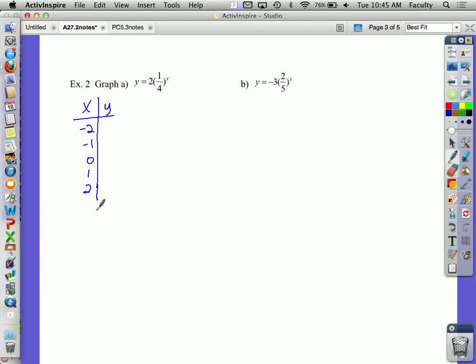Okay, let's do our standard table here. So I would have y equals 2 times 1/4 squared. 1/4 squared is 1/16. 2 goes into 16 8 times, that's 1/8.